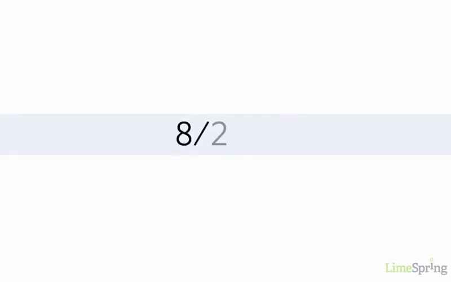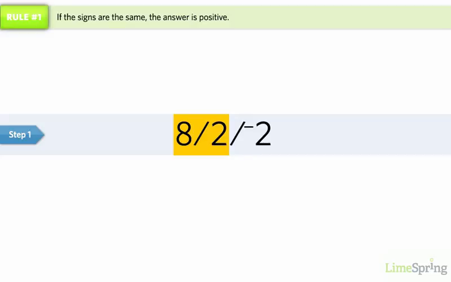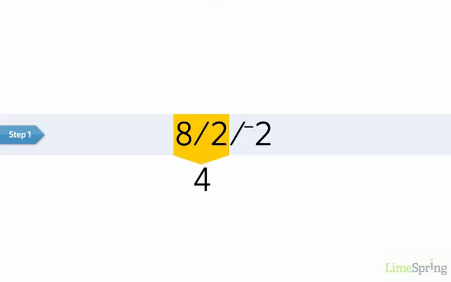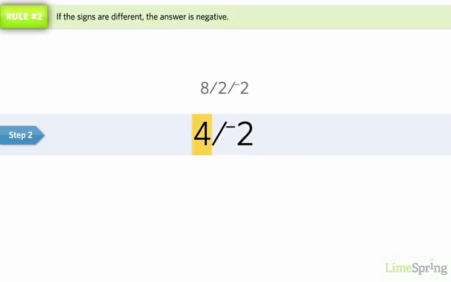8 divided by 2 divided by negative 2. Now, this problem may look a little funky, but it's not a big deal if we just read from left to right. The first problem we come to is 8 divided by 2, and this equals 4. Now we are left with 4 divided by negative 2. The signs of 4 and negative 2 are different, so our final answer is going to be a negative number. Negative 2, in fact.